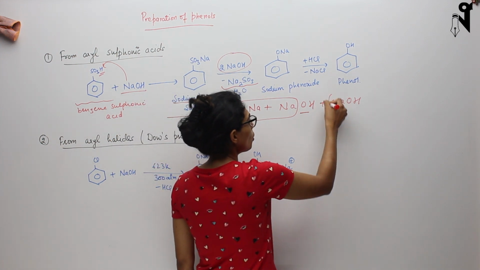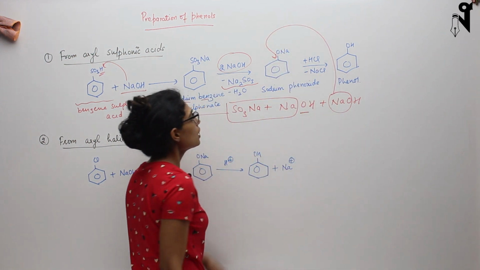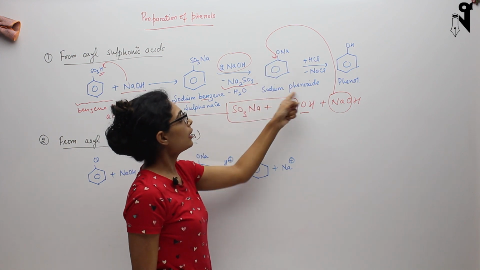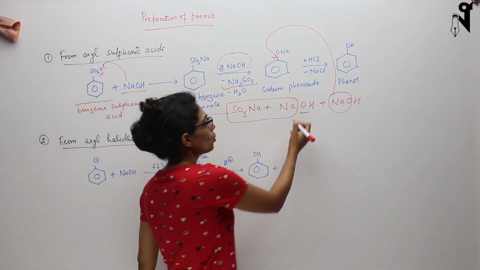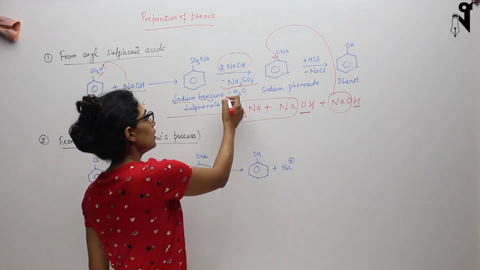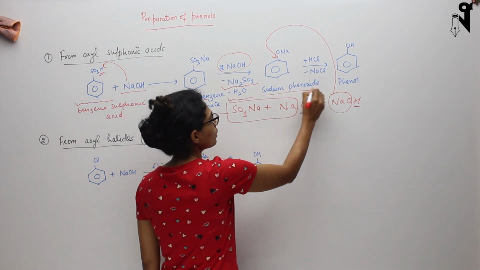So this ONa will go and get substituted over the benzene. So this is forming sodium phenoxide. We have got ONa here and this has become sodium phenoxide, whereas OH of this and hydrogen of another NaOH will release as the water molecule. So the next step of reaction will give us sodium phenoxide.